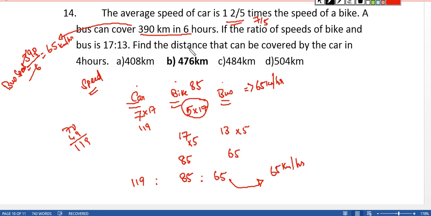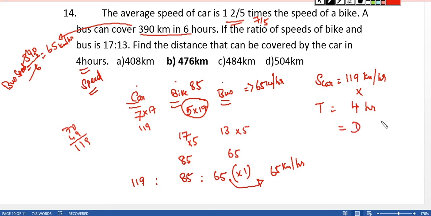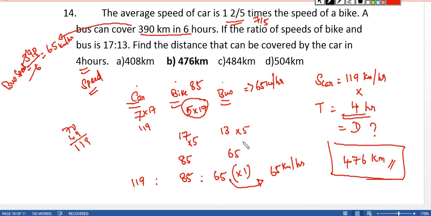Now they are asking us to find the distance that can be covered by the car. What's the speed of the car? Since 65 represents 65, our multiplicative factor is just 1. So the speed of the car is 119 kilometer per hour. Now they are asking for the distance covered by the car in 4 hours. We know the speed, which when multiplied by time, 4 hours, gives us the distance. So this would be nothing but 476 kilometer, 119 into 4. So this is our answer.